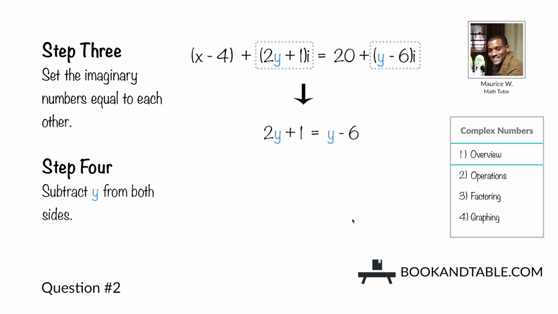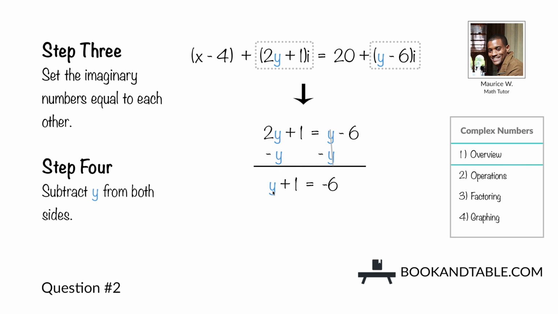And now we solve for y by setting the imaginary numbers equal to each other. So that would be 2y plus 1 is equal to y minus 6. And now we want to solve for y. So we'll start by subtracting y from both sides. So we get rid of the y on this side, and now our y is just on one side.